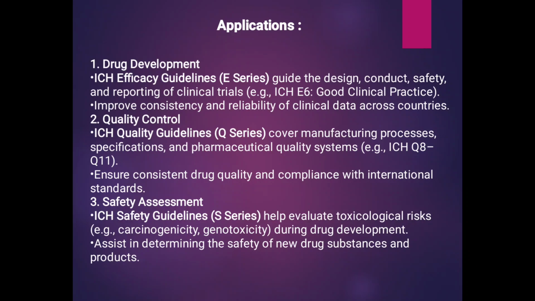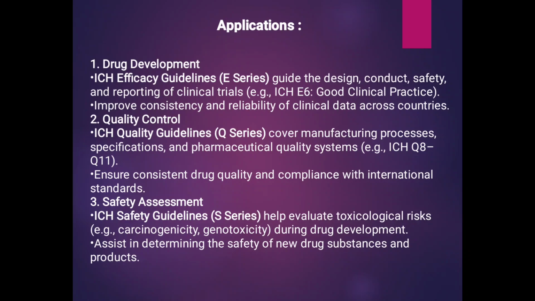The different ICH guidelines are: Q1A, stability testing; Q2, analytical method validation; Q3, impurity testing; Q4, pharmacopoeia; Q5, quality of biotechnological products; Q6, specification of new drug substances; Q7, good manufacturing practice; Q8, pharmaceutical development; Q9, quality risk management; Q10, pharmaceutical quality system; Q11, development and manufacture of drug substances; Q12, life cycle management; Q13, continuous manufacturing of drug substances; and Q14, analytical procedure development. These ICH guidelines combine different countries to form a unique stability guideline suitable for all countries. So Q1 is stability testing, Q2 analytical method validation, and Q3 impurity testing. The application of ICH guidelines is in drug development.